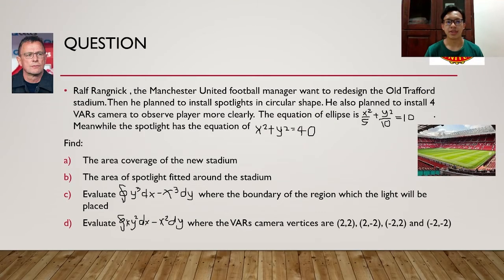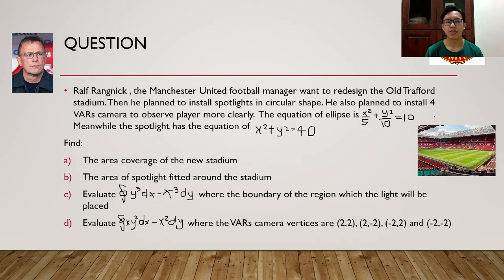Question. Ralf Rangnick, the Manchester United football manager, wants to redesign the Old Trafford Stadium. The stadium is elliptical in shape. He also wants to install a spotlight in circular shape. He also plans to install 4 VAR cameras to observe players more clearly. The equation of the ellipse is x squared over 5 plus y squared over 10 equals 10. Meanwhile, the spotlight is x squared plus y squared equals 40. A. Find the area coverage of the new stadium. B. The area of the spotlight fitted around the stadium.